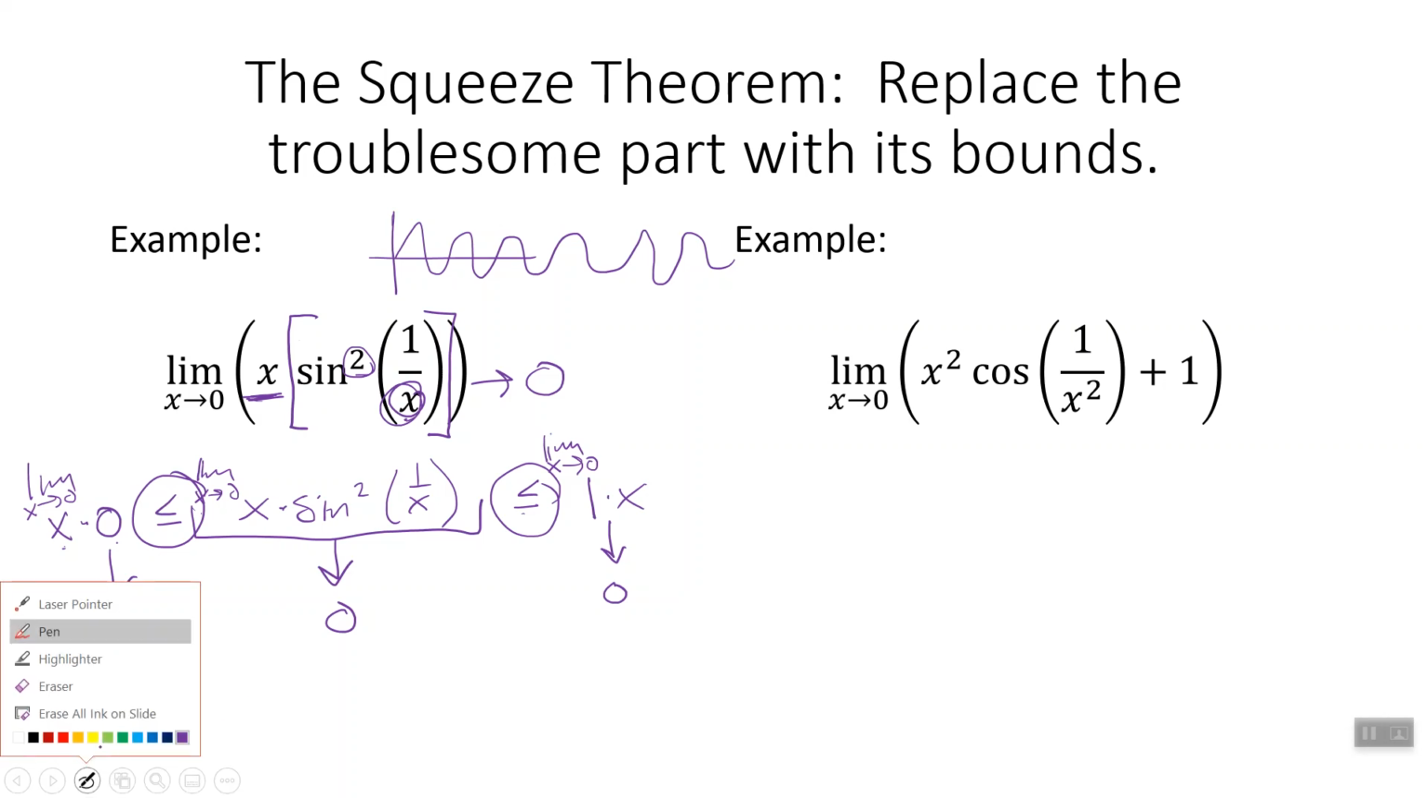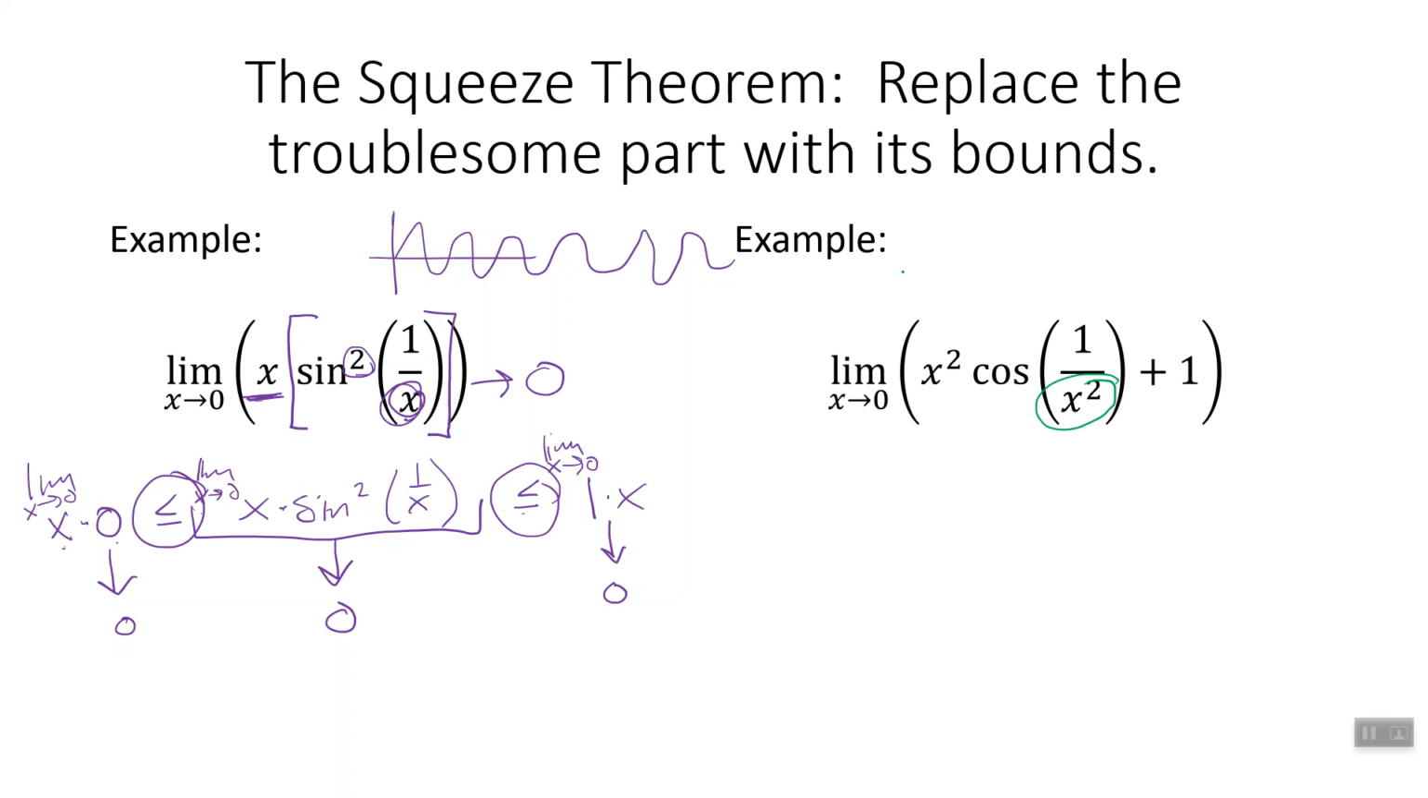All right, let's try another one of these. We'll switch colors so we don't get them mixed up. Here's one with cosine, just regular old cosine. We've got x going to 0. We've got x squared times cosine of 1 over x squared, and then we're adding 1 at the end. As we go to 0, that's a problem right here: 0 on the bottom of a fraction.